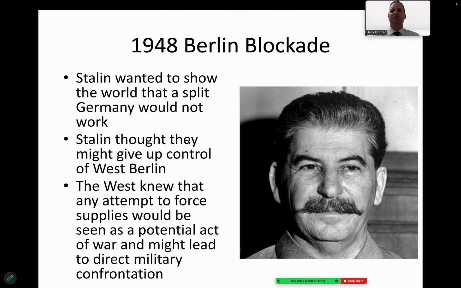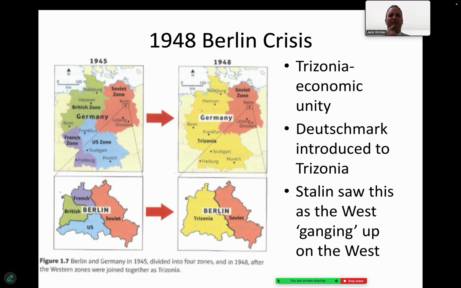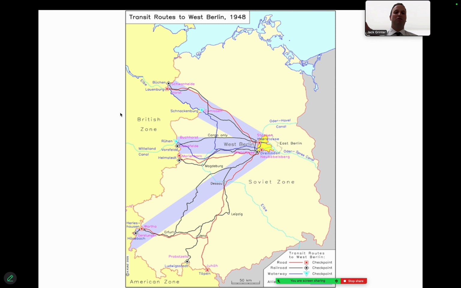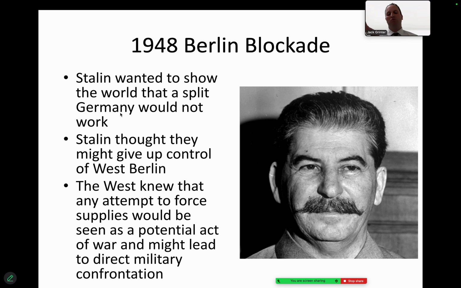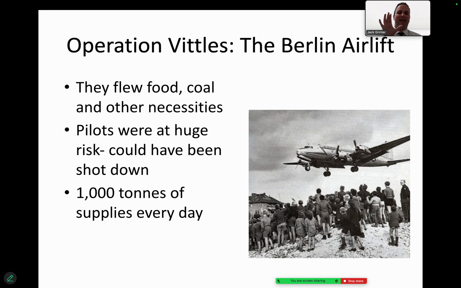What Stalin really wanted to show is that a divided Germany and a divided Berlin would not work, okay? And he probably was thinking, like, the book doesn't mention this, but I think what he was probably thinking is that USA, Britain and France, they don't want to let the people of West Berlin starve to death, okay? The trade routes to bring in supplies, he thinks if we block them off, it's going to mean that Britain and USA are going to think, right, well, we'll give up control over Western Berlin. Stalin also thought, well, he knew the West knew that any kind of attempt to force any of those supplies could be seen as an act of war, okay?